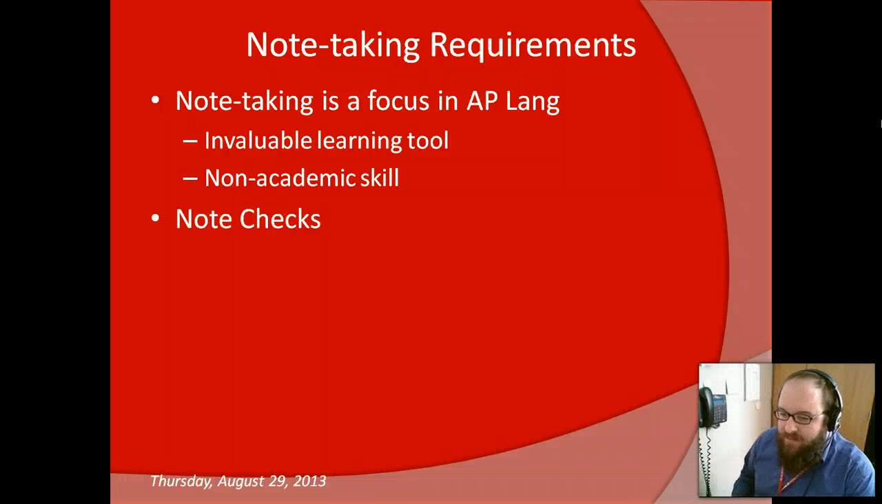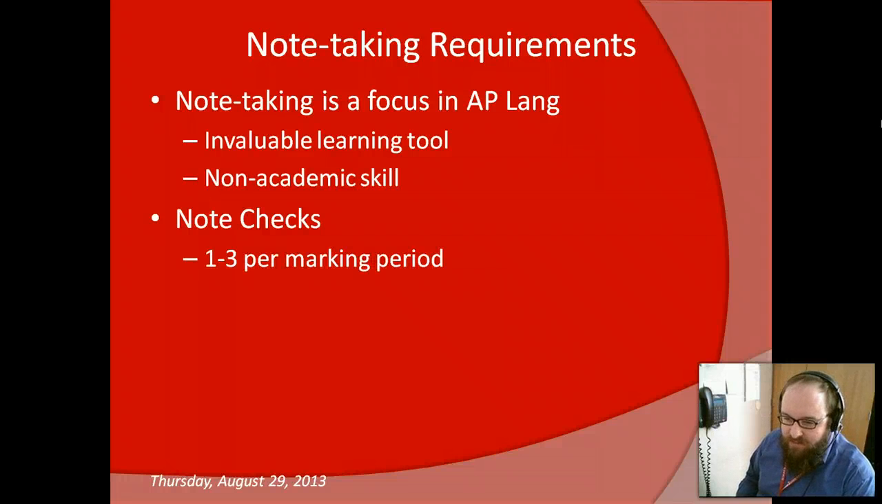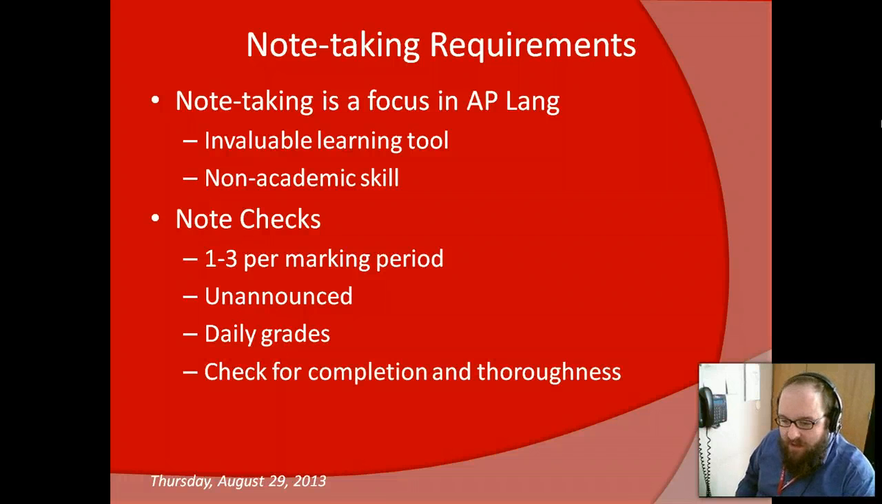Note checks, we will have many note checks throughout the year because it is a requirement of the class. We're going to have between 1 and 3 note checks per marking period. Honestly though, we can just do these on a whim. We will just decide on a day-to-day basis when we'd like to check that you are taking notes. These are unannounced. They're not on your calendars, as you can see. They're all daily grades or portion of daily grades, or fractions of daily grades, I mean. And they basically just check for complete notes and thoroughness of notes.